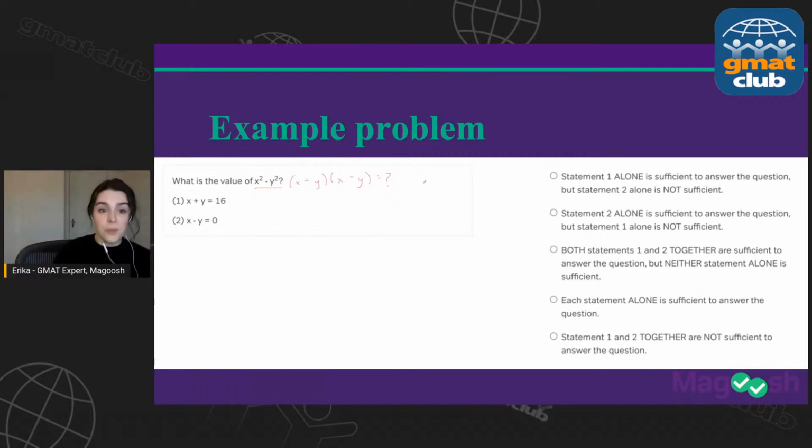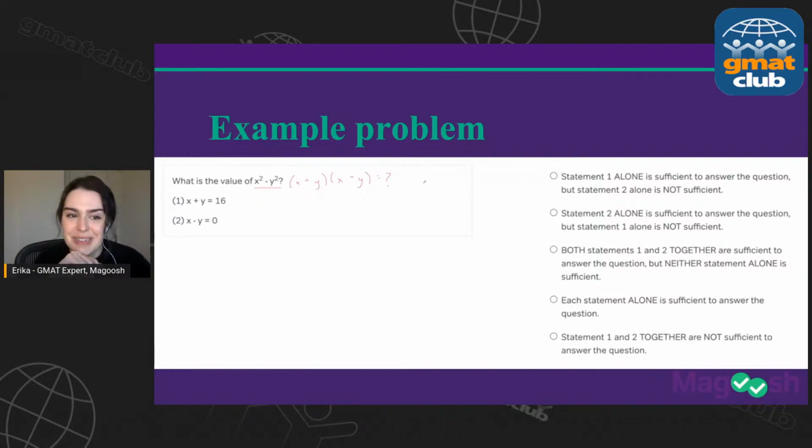Okay, so we've processed our question stem. We're going, okay, we might use it in its original form, x squared minus y squared, but we might also use it in its factored form, x plus y times x minus y. Okay, let's move on to our statements. Again, keeping in mind, we need to process them individually.